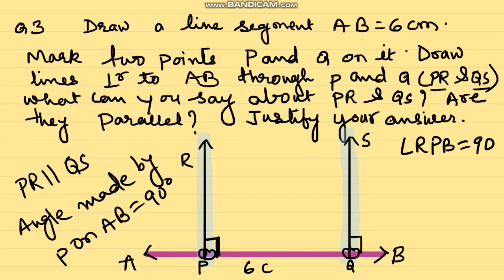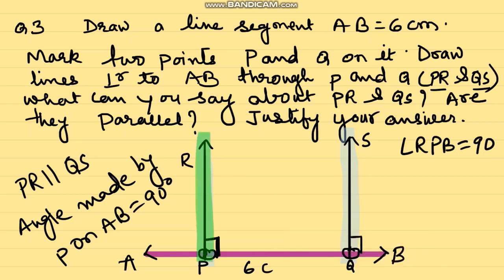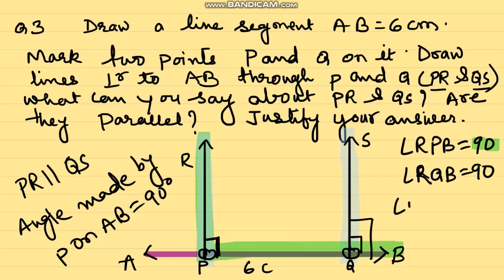If you see properly, I'll just show you. RPB, this is equal to 90 degrees. Now again, if you properly see, RQB, angle RQB is also equal to 90 degrees. And see, both of them, angle RPB is equal to angle RQB, isn't it?